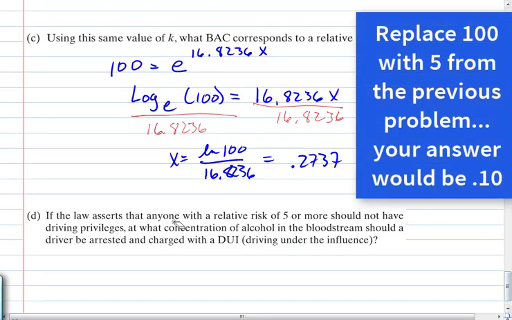If the law asserts that anyone with a relative risk of 5 or more should not have driving privileges, at what concentration of alcohol? How would we determine this? Plug in a 5 for what? R, and solve for x.